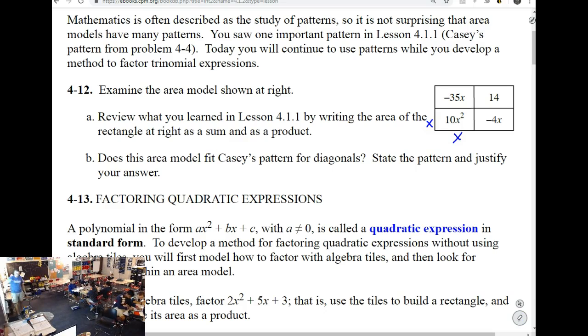So what we know is my x values have to make a 10x squared.